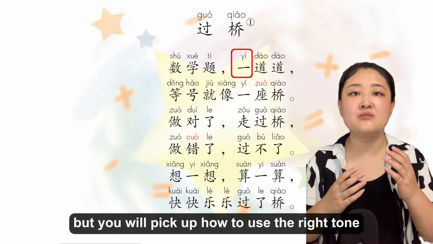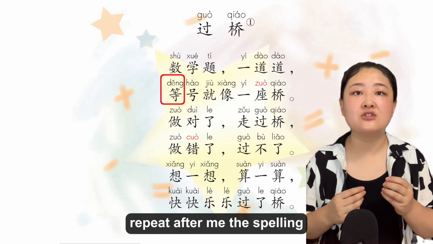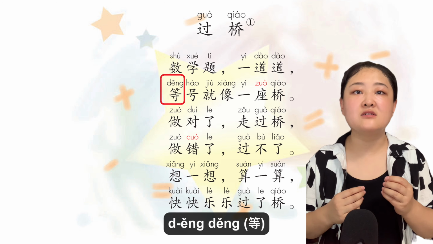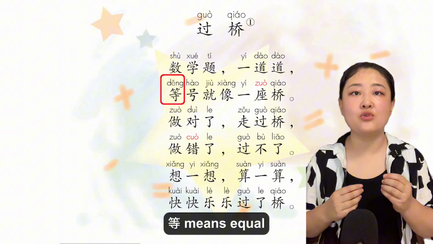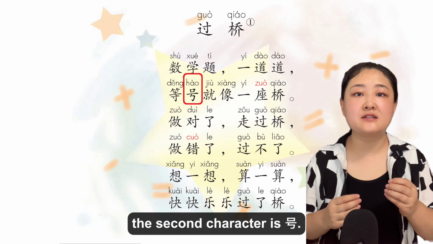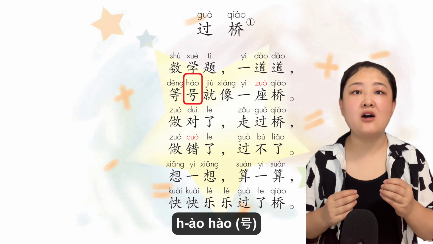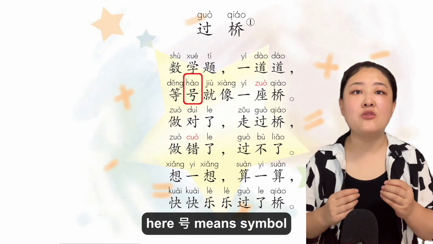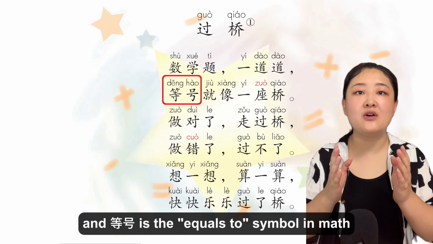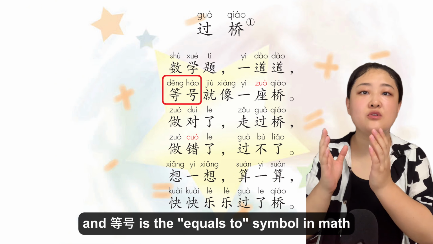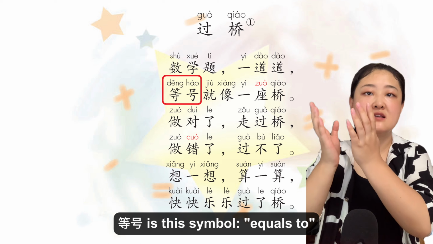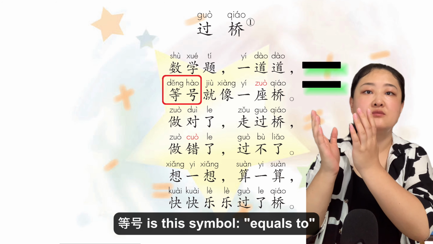And then the second line, 等号就像一座桥. The first character is 等. Repeat after me the spelling. 等. 等 means equal. The second character is 号. Repeat after me the spelling. Here, 号 means symbol, and 等号 is the equals to symbol in math. 等号 is this symbol, equals to.